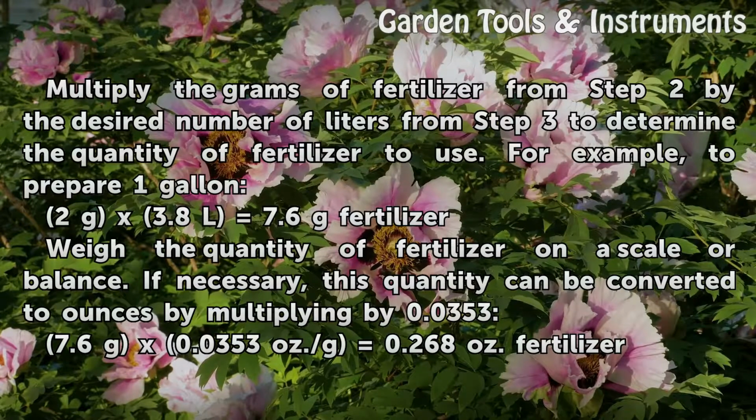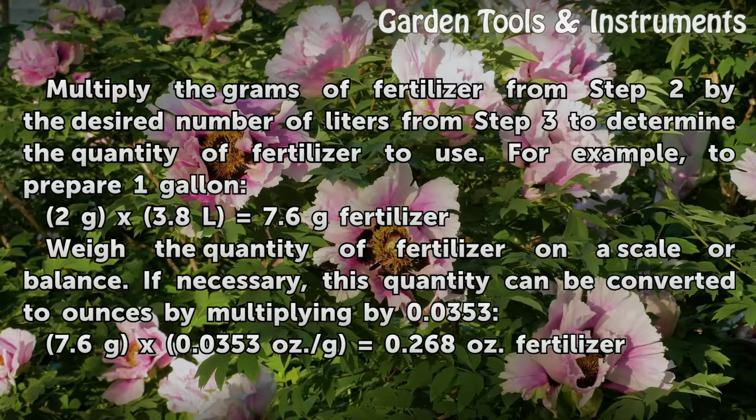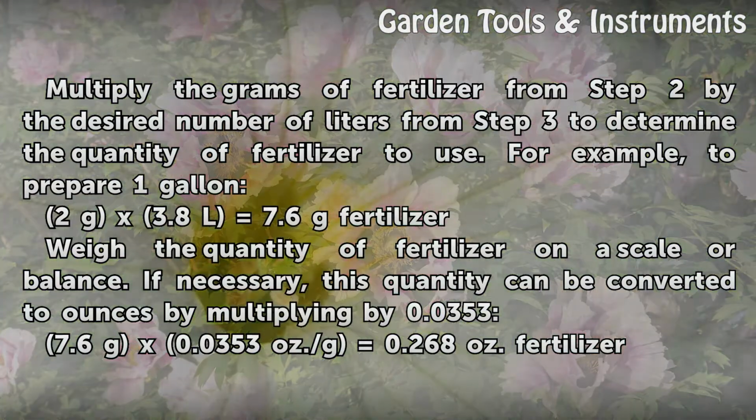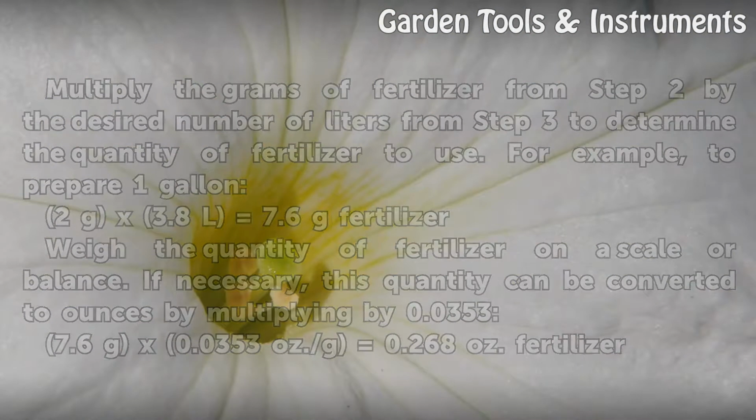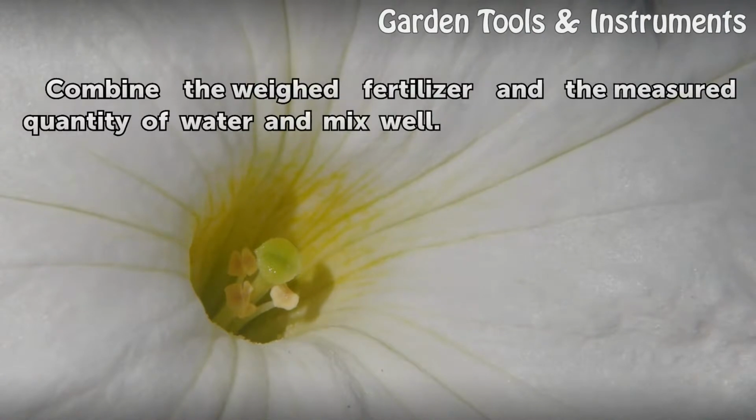Weigh the quantity of fertilizer on a scale or balance. If necessary, this quantity can be converted to ounces by multiplying by 0.0353. 7.6 grams x 0.0353 ounces/g equals 0.268 ounces fertilizer. Combine the weighed fertilizer and the measured quantity of water and mix well.